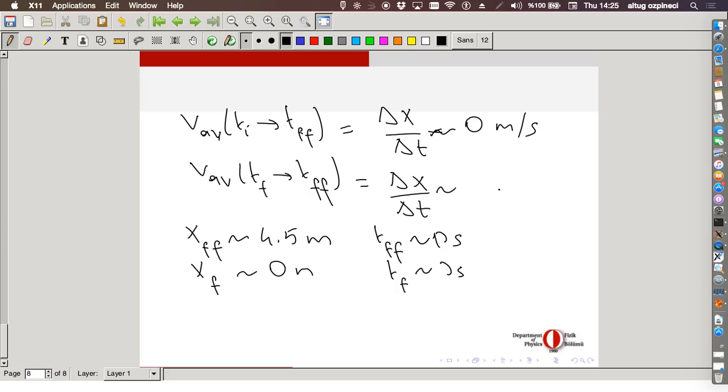It is 4.5 meters, his displacement. He started from 0 and went up to 4.5 meters. So the displacement is the difference of these two numbers, and delta t is the difference of these two numbers, the last one minus the previous one. So it is 10 seconds. So it is 0.45 meters per second.